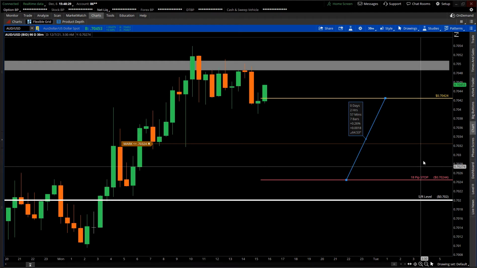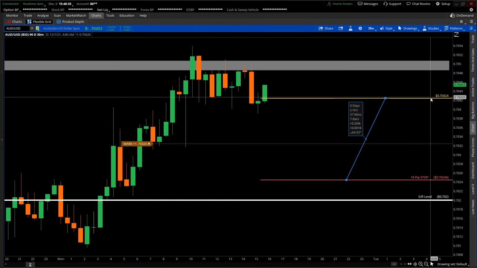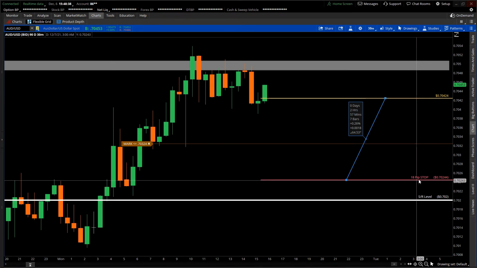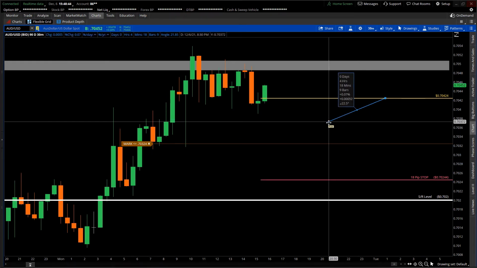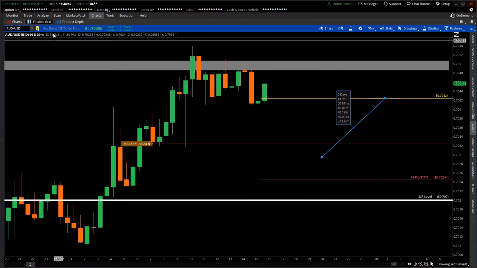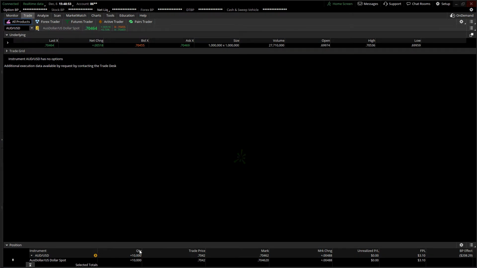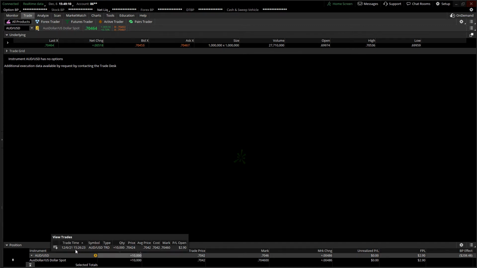So again, the yellow and the red are just visual representations as to where my entry price is, and the red is my stop. It's an 18 pip stop. This blue line is just my measuring tool, right? So if I move here, this is just 5 pips, right? So if I click on the trade tab, I only picked up one mini lot, 10,000 units. Here's my entry price, 0.7042. And since entering this trade, I'm up $3.30. So if I click on view trades, there's my entry right here at 3:26 p.m.